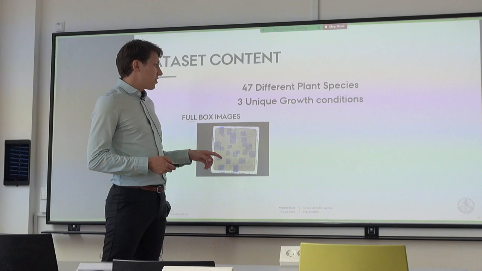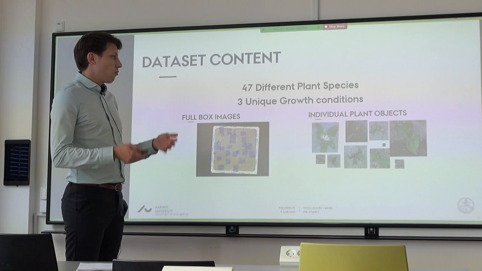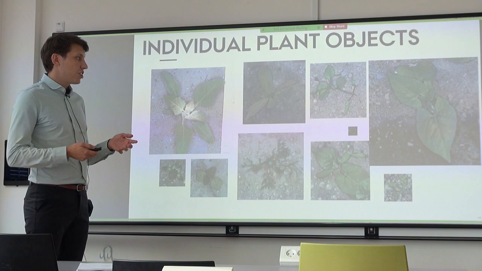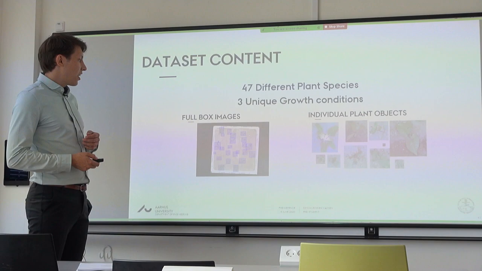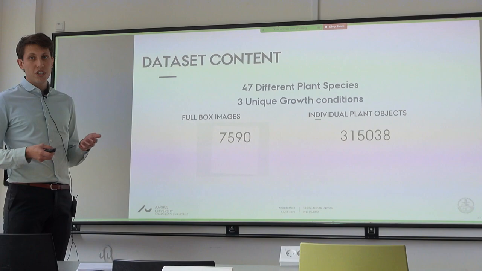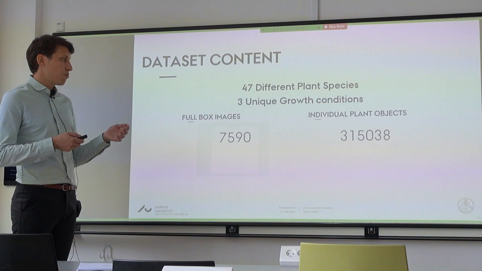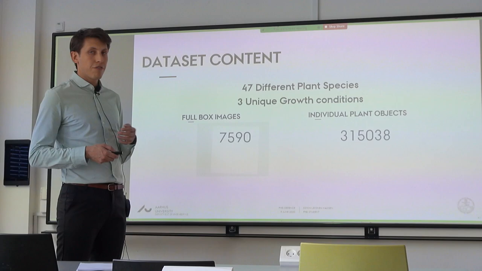And the second part is individual cropped-out plant objects that of course have been annotated with species for each of these. In total, there are approximately 7,600 full box images with annotated bounding box locations for the plant objects. And in total, there are approximately 300,000 individual plant objects in this dataset.